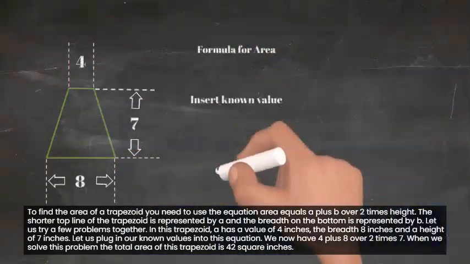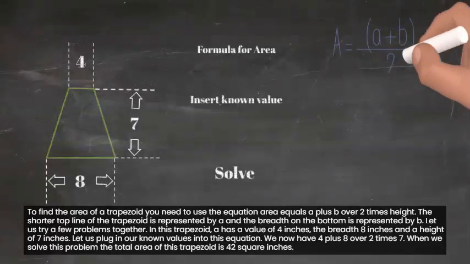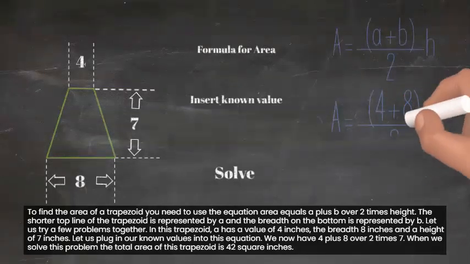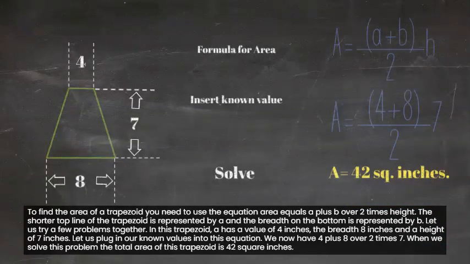In this trapezoid, A has a value of 4 inches, the breadth is 8 inches, and the height is 7 inches. Let us plug in our known values into this equation. We now have (4 plus 8) over 2 times 7. When we solve this problem, the total area of this trapezoid is 42 square inches.